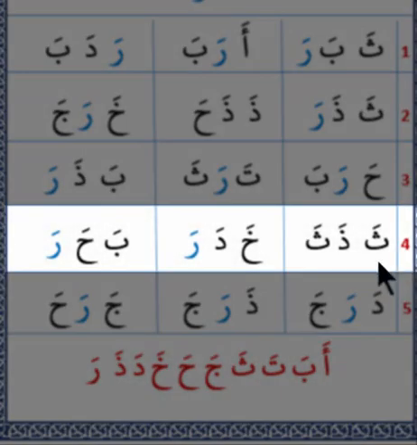Fourth line: Tha, Tha, Tha. Tha, Tha, Tha. Kha, Da, Ra. Kha, Da, Ra. Ba, Ha, Ra. Ba, Ha, Ra.